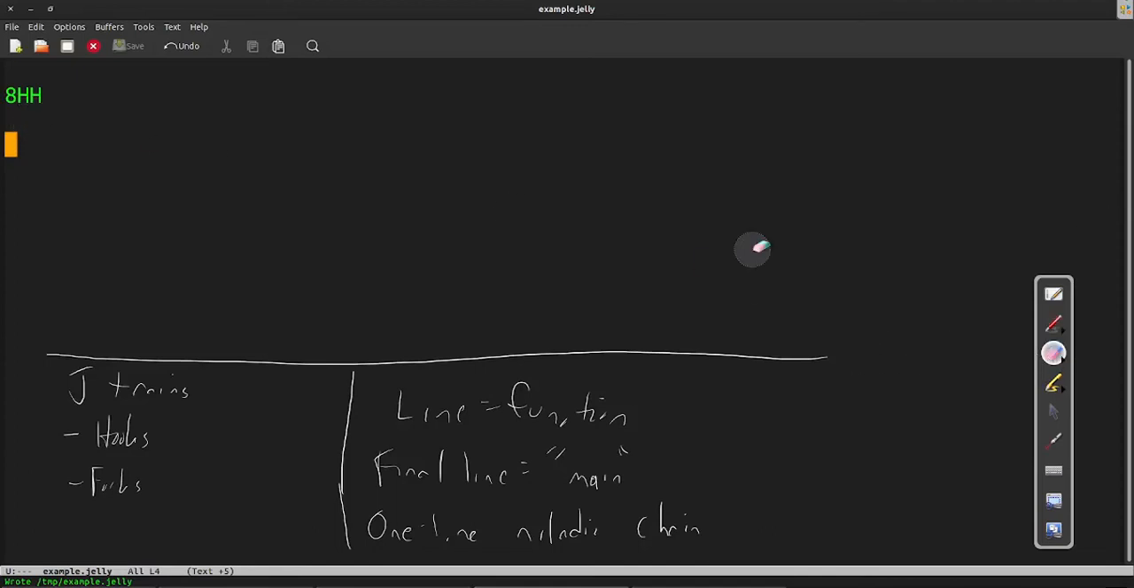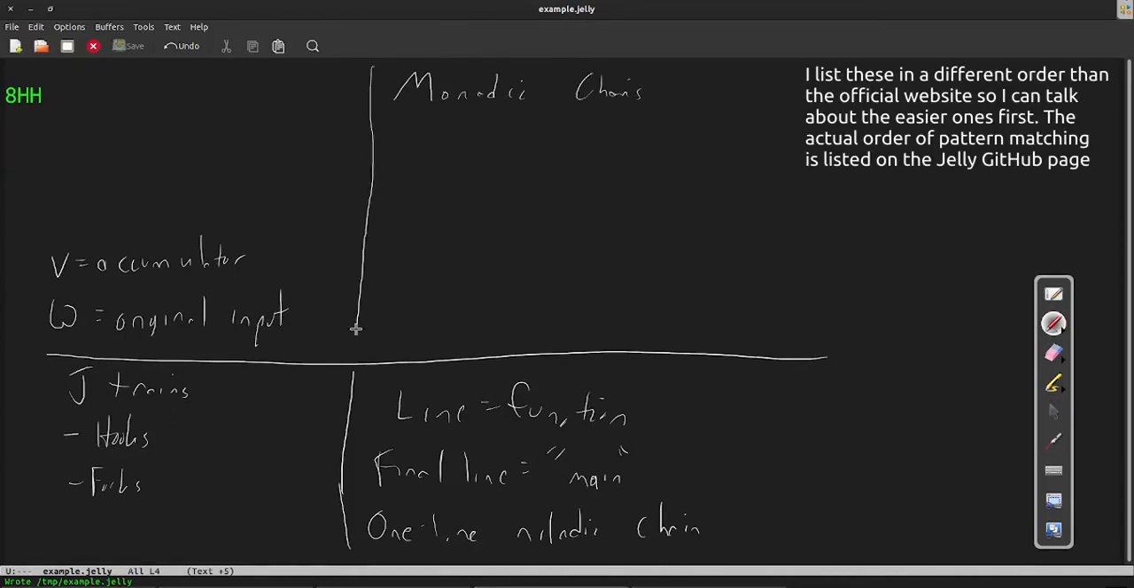I'll follow the conventions of the official Jelly tutorial and use the letter V to represent the accumulator, and omega to represent the original input. At the end of computation of a monadic chain, the value of the accumulator, V, will be returned. If a monad is encountered in the chain, it gets applied to the current accumulator, V.